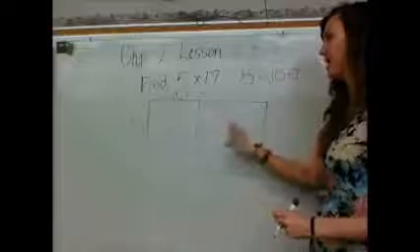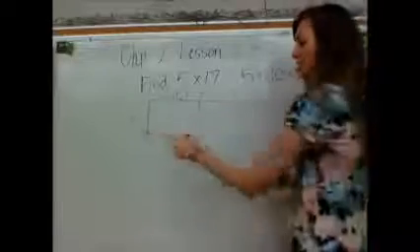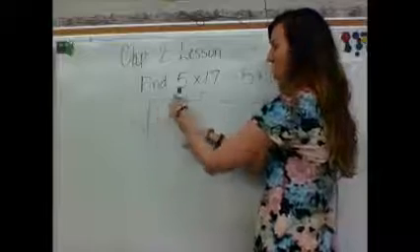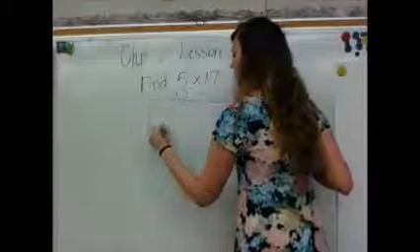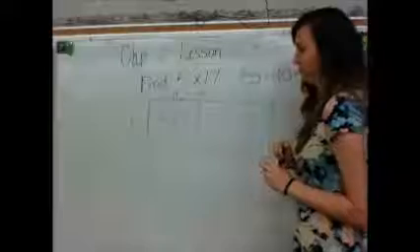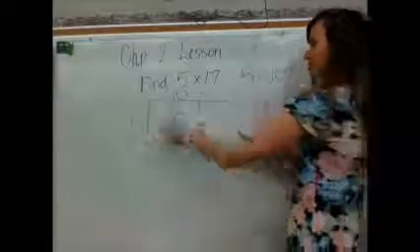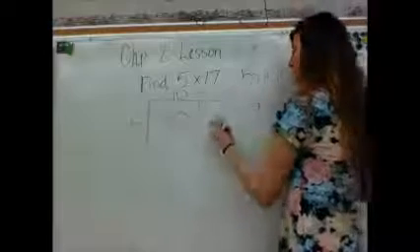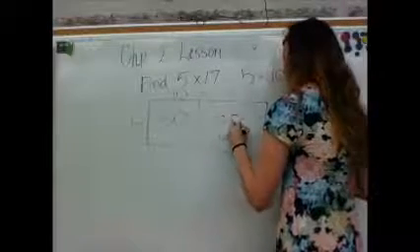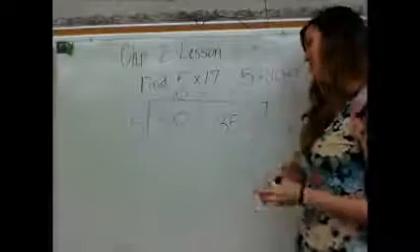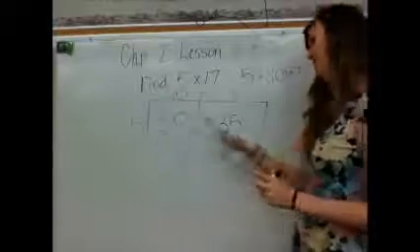Now inside these boxes, I'm going to actually multiply. So I'm going to pull this one and this one down in this one box. 5 times 10, that I know easily is 50. And then I pull this one all the way over here and bring the 7 down, and I do 5 times 7, which is 35.